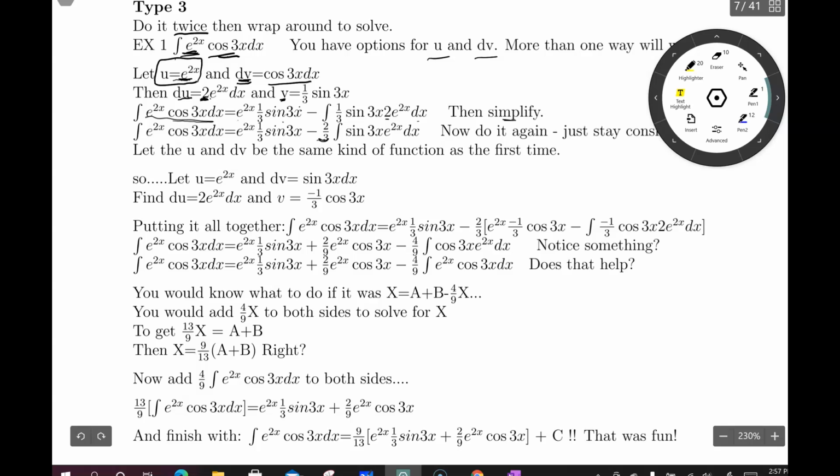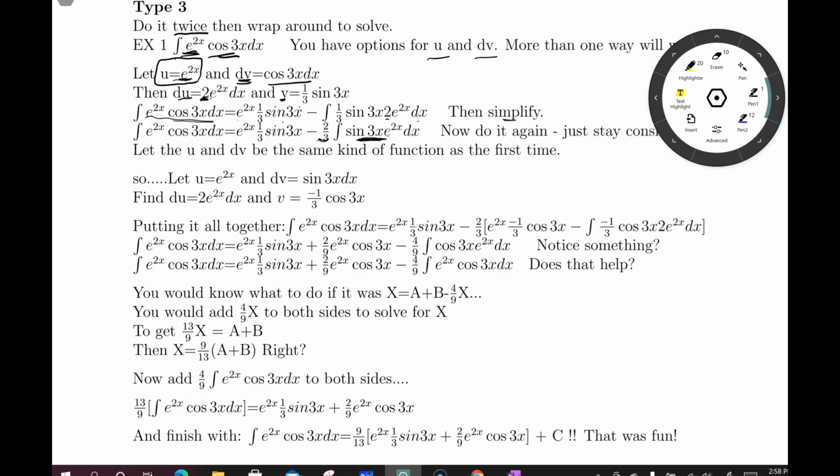Okay, take the time to simplify, and I'm always going to suggest you pull the numbers out in the front. So I pulled the numbers out in the front, and I'm looking at this, and I'm recognizing, hey, that's really similar to what I started with. Here I have an e and a sine, and I started with an e and a cosine.